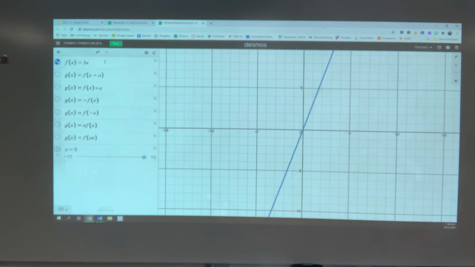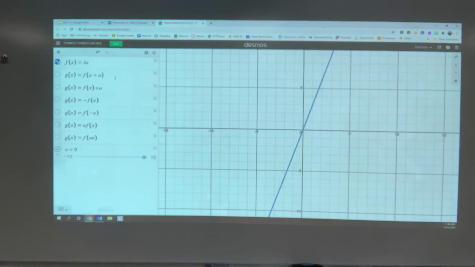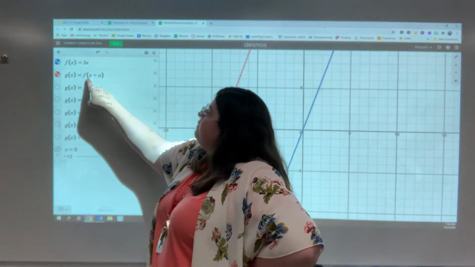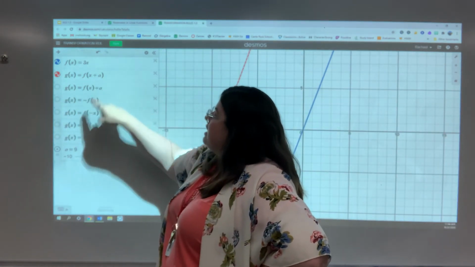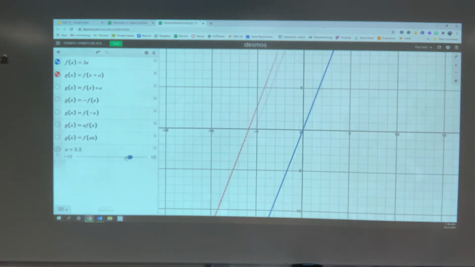So here in Desmos, again, I have that original f of x equals 3x. What did we say? x minus 10. So I'm going to go find this one right here and turn that on and say, all right, g of x equals f of x plus a. So I'm going to make a be negative 10, so we have that correct parameter. And see what happens. So here's the original function. When I make that parameter a equal negative 10, all right, now my transformation is over here.